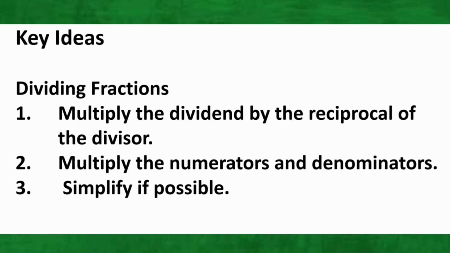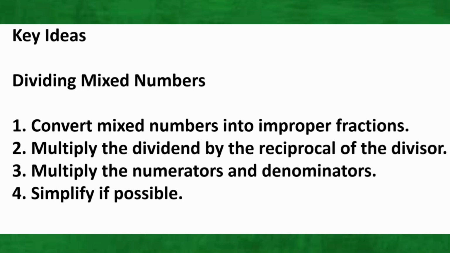In dividing fractions, follow these steps. Multiply the dividend by the reciprocal of the divisor. Then, multiply the numerators and the denominators. Then simplify if possible. And in dividing mixed numbers, first, convert mixed numbers into improper fractions. Then multiply the dividend by the reciprocal of the divisor. Multiply the numerators and the denominators. Then simplify if possible.